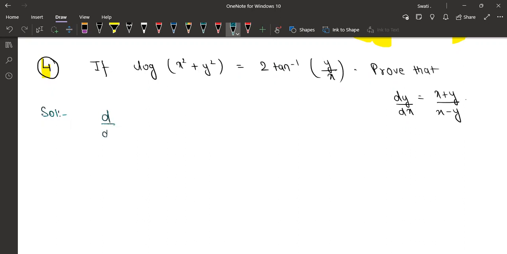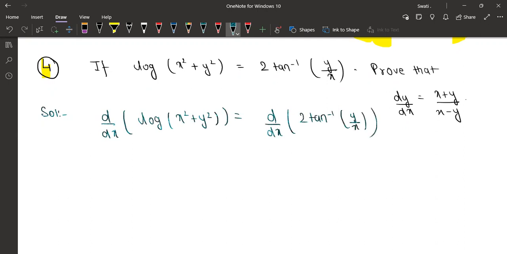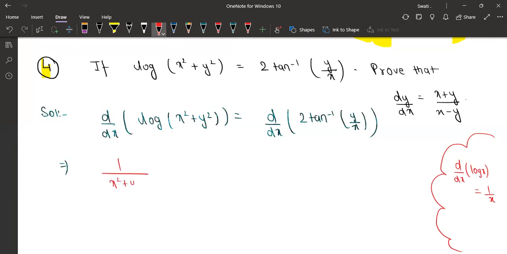So let's write down the derivative: d/dx of log of (x square plus y square) is equal to the derivative of this particular function as well, which is 2 tan inverse (y upon x). You can see that we have to do the derivative of log, so we have to use the formula. Derivative of log x is 1 over x. So using this formula, it will become 1 over (x square plus y square).